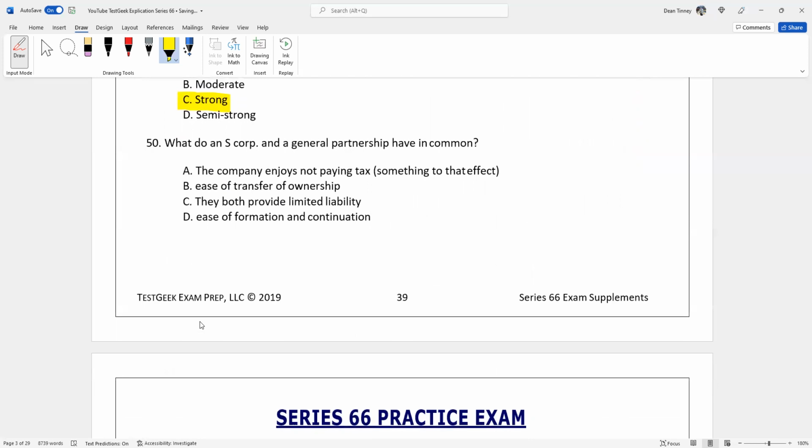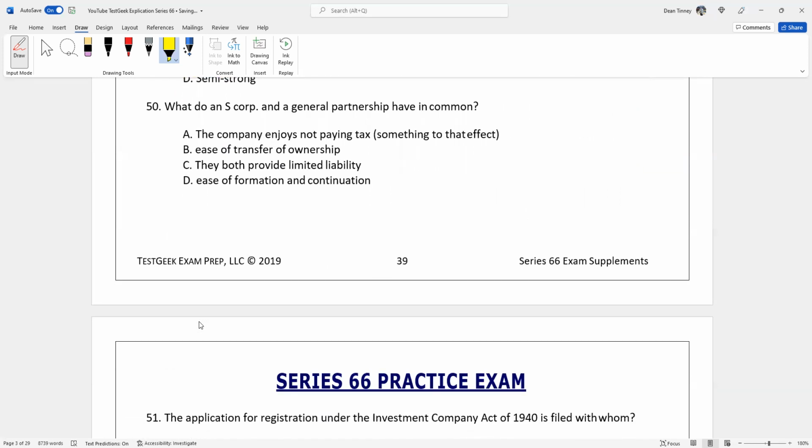What do an S Corp and a general partnership have in common? Both of them are flow-through investment vehicles. That means the S Corp and the general partnership are not paying taxes, the owners are. They do not have an ease of transfer of ownership. In a partnership, you can't get in or out without the permission of the partners. They both provide limited liability? That's not true. The general partner has unlimited liability. Ease of formation and continuation? What does that mean? Partnerships have a finite life. So given that answer set, it's C.